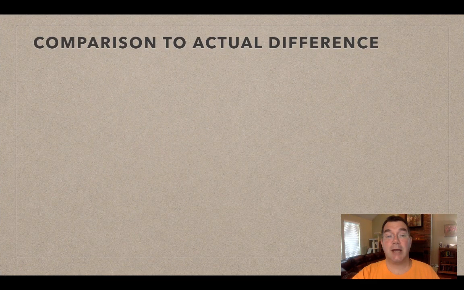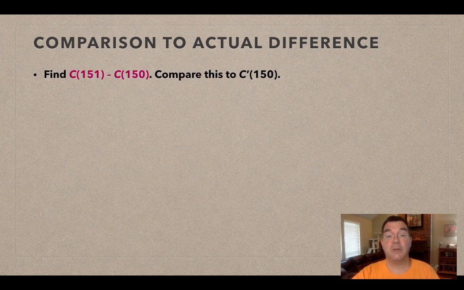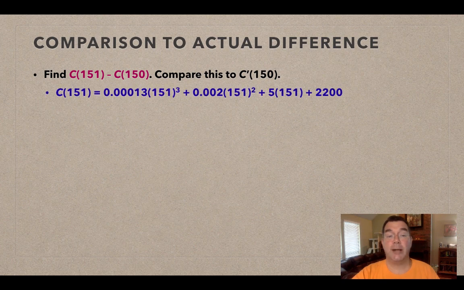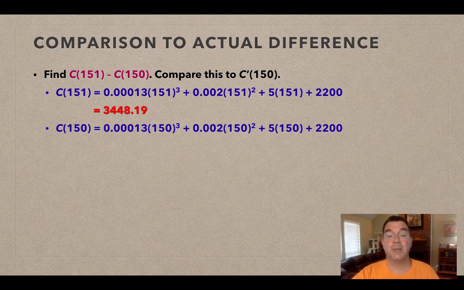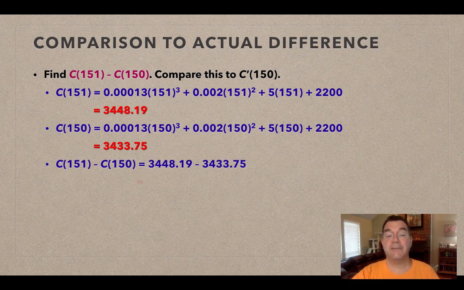Now let's figure out how this compares to the actual difference. How much does it actually cost to go from producing 150 items to 151 items? All right, so the cost of producing 151 items, I go back to my original cost function and I plug in 151 items and I get a total cost of $3,448.19. And then the cost to produce 150 items, if I plug 150 into my original function, I get $3,433.75.